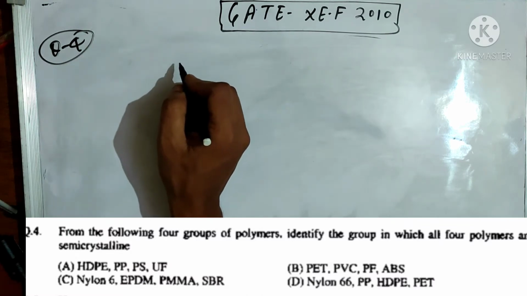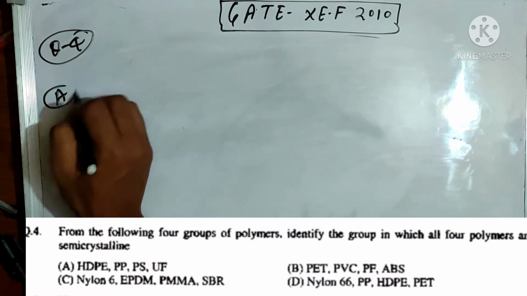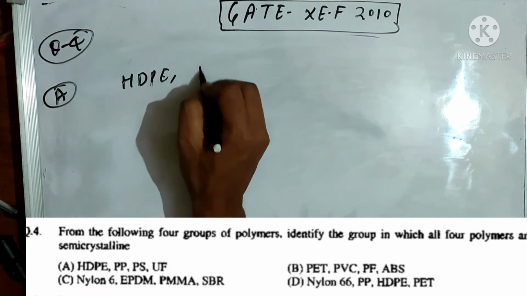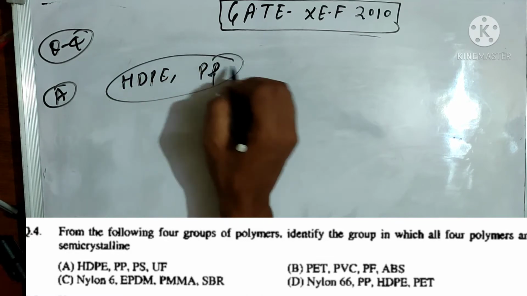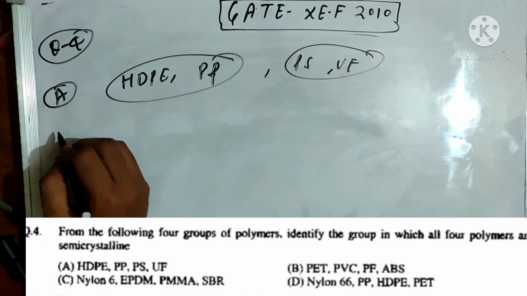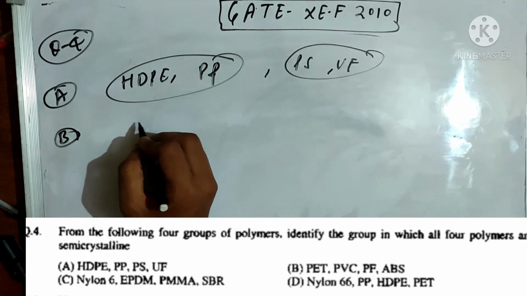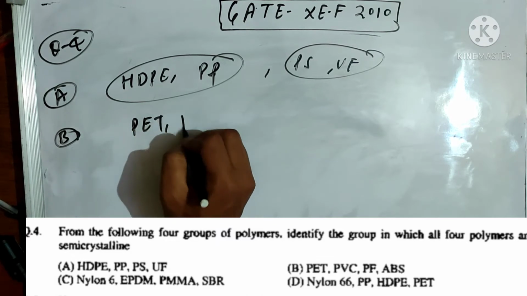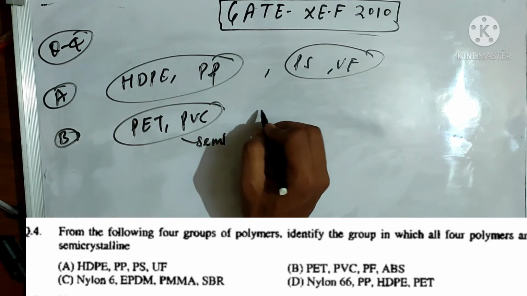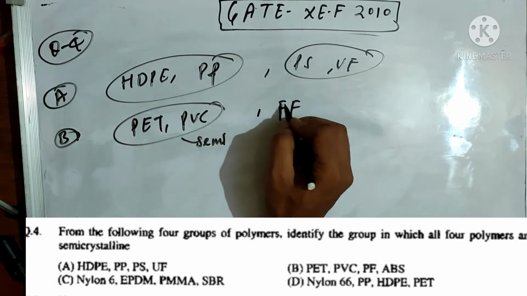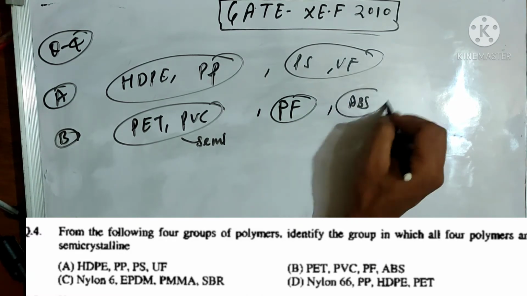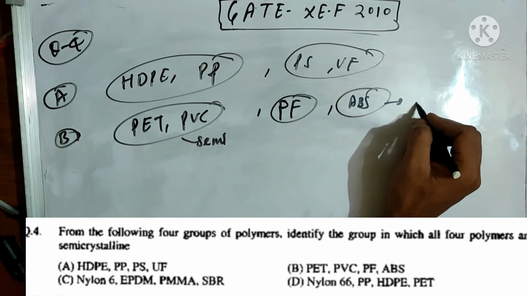Identify which group has all polymers that are semicrystalline. Checking option A: in option A, HDPE and PP are semicrystalline, but PS and PF are not semicrystalline polymers. In option B, PET and PVC are semicrystalline, but PF is also not a semicrystalline polymer, and ABS is an elastomer, which is amorphous in nature.